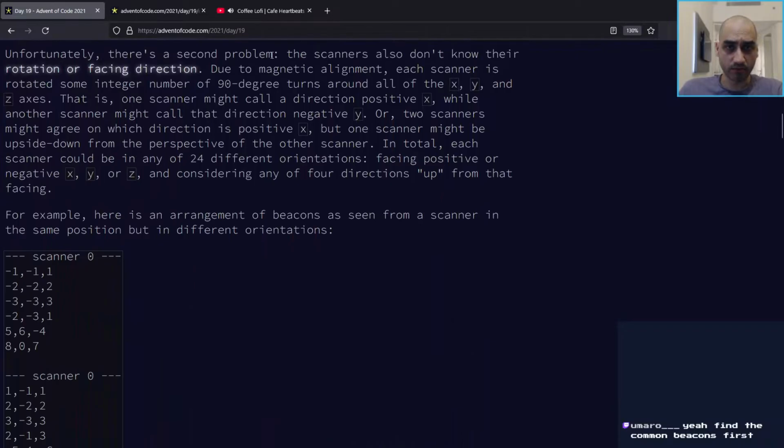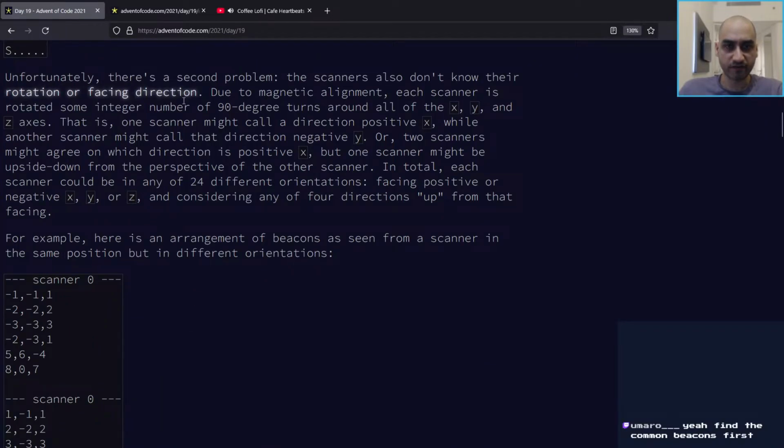Unfortunately, there's a second problem. The scanners also don't know their rotation or facing direction. Due to magnetic alignment, each scanner is rotated some integer number of 90-degree turns around all of the X, Y, and Z axes. That is, one scanner might call a direction positive X, while another scanner might call that direction negative Y. 2 scanners might agree on which direction is positive X. One scanner might be upside down from the perspective of the other scanner. Okay. So it could be in any of 24 different orientations.